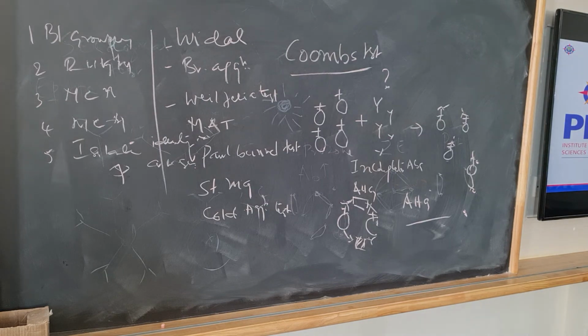Direct Coombs test: the first stage is already over. Take cord blood cells, add Coombs serum, and there will be agglutination.